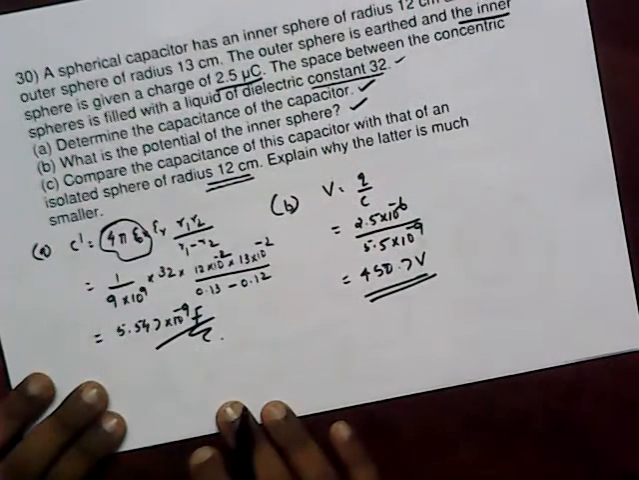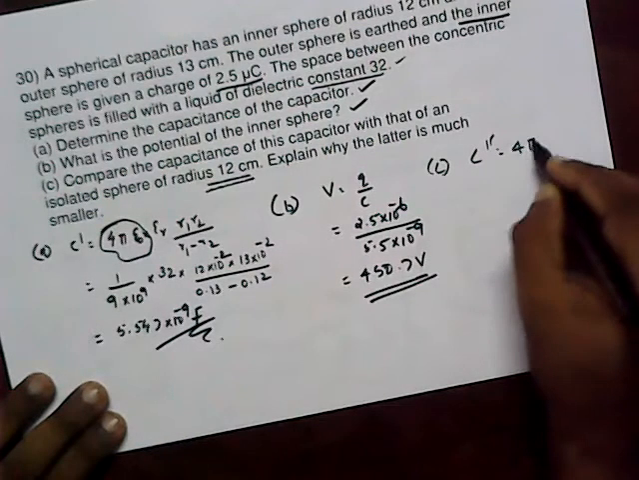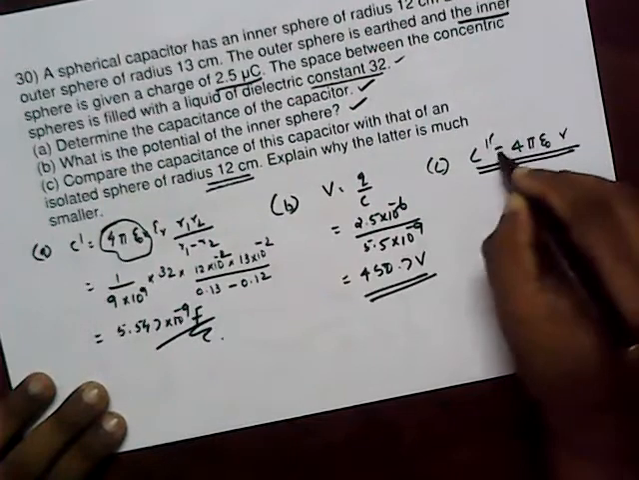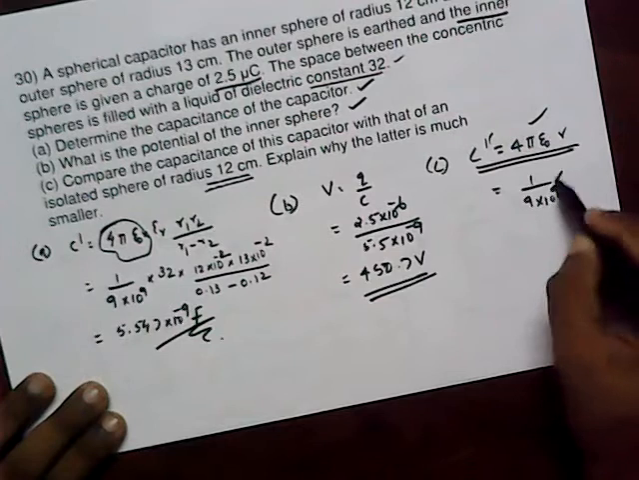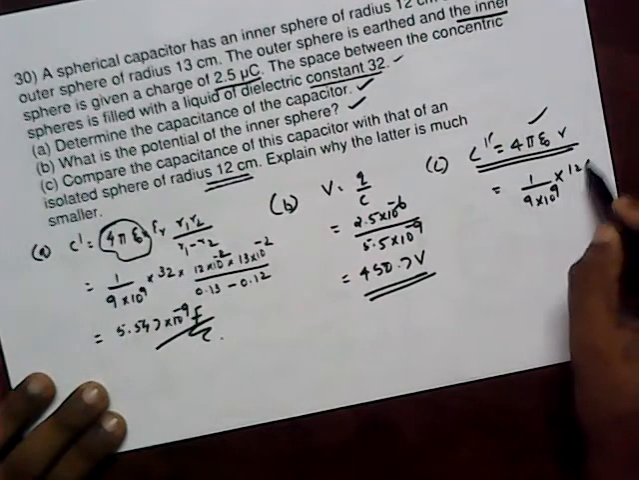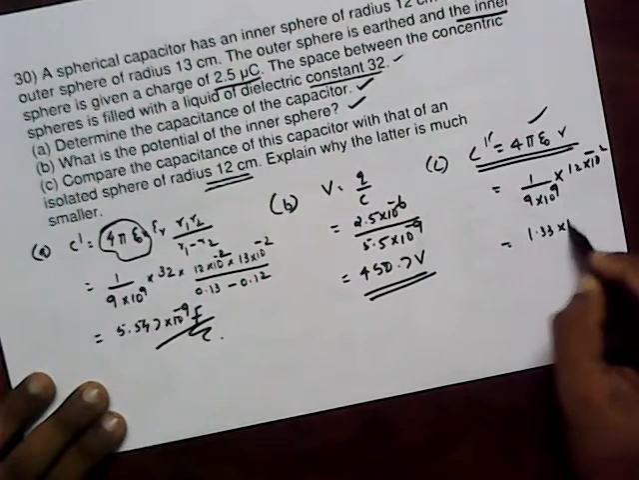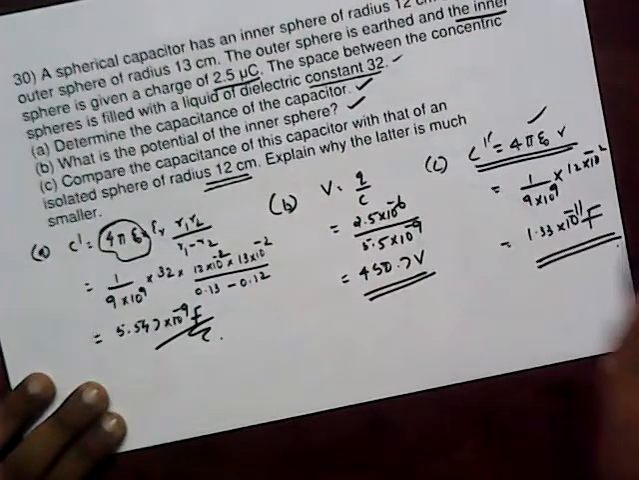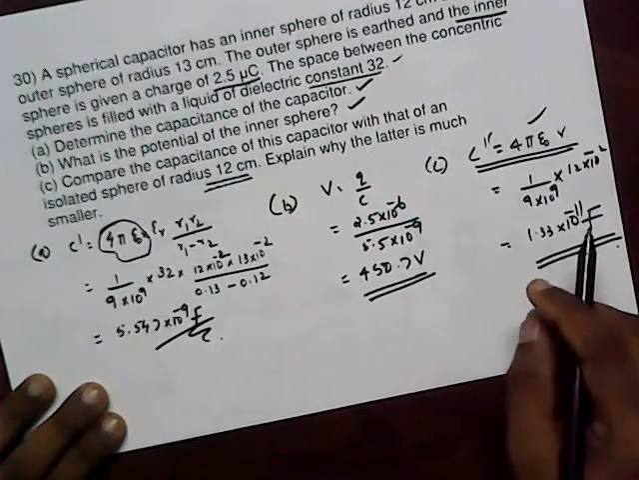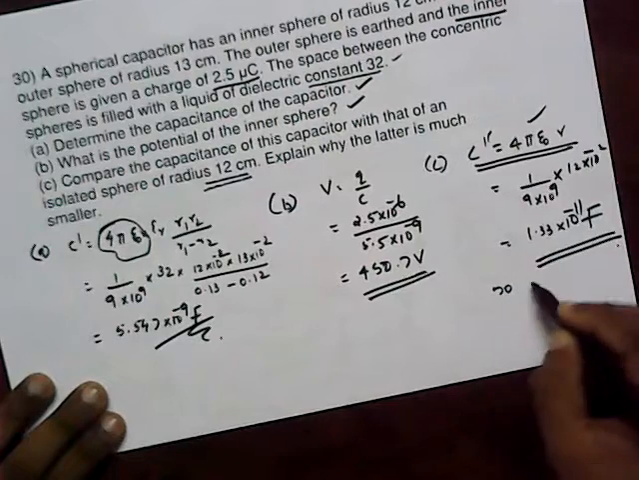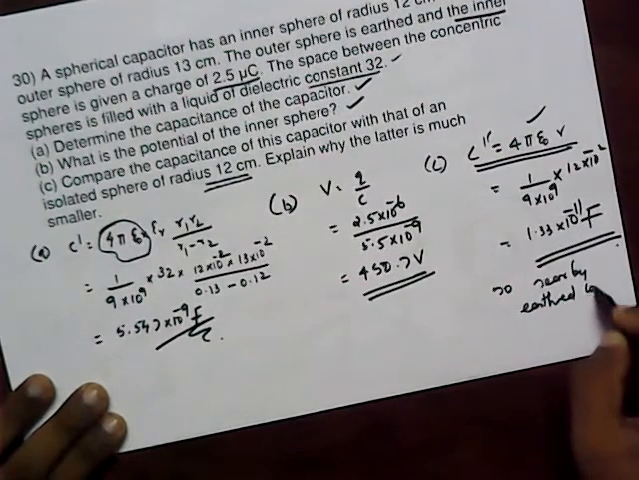Simple. But for a spherical conductor, the capacitance can simply be found by the relation 4 pi epsilon 0 r. We just studied about it at the beginning. So that is equal to 1 by 9 into 10 raised to 9 times the radius, 12 centimeter. So you get the value as 1.33 into 10 raised to minus 11. That is a very important concept here. That value is smaller because there is no nearby earthed conducting plate. That's the reason why its value is less.